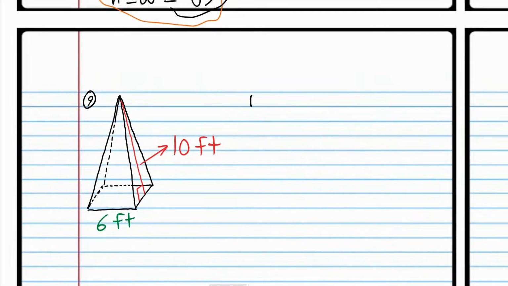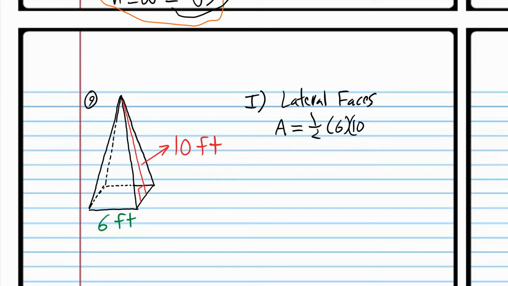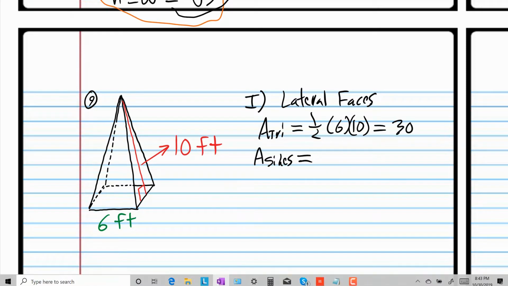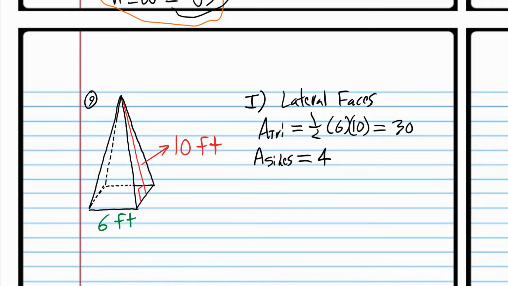All right, we're back. So first step, we're going to find the area of the lateral sides, or lateral faces, whatever you want to call them. Area equals 1/2 base times height, which equals 30. And we want the area of all the sides, so it's a square, so there are 4 isosceles triangles, so 4 times the area of each triangle. That's going to be 4 times 30, which is 120. So we're done with the lateral faces.